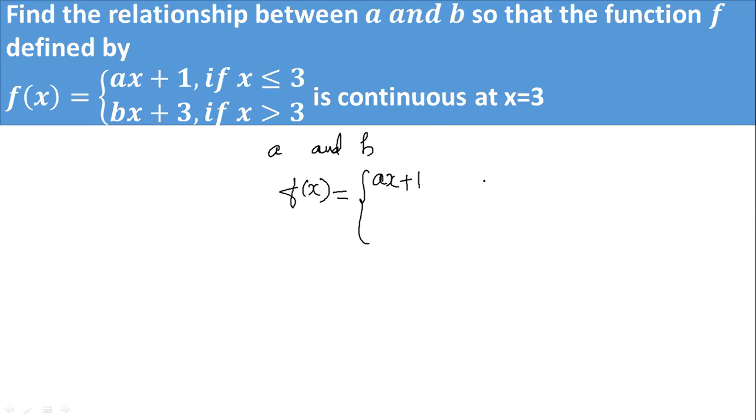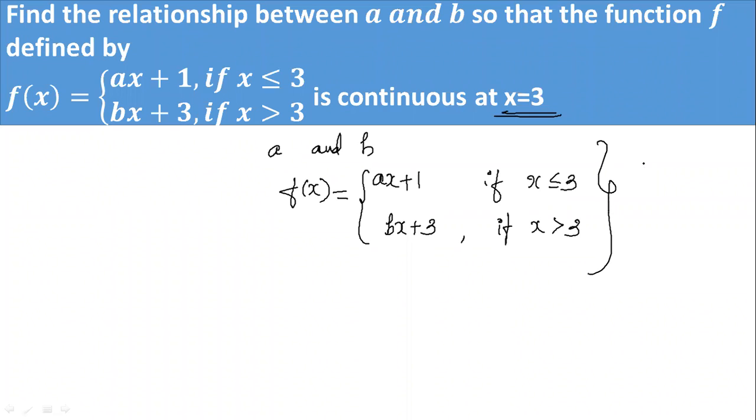Okay, f of x is ax plus 1 if x is less than or equal to 3, and it is bx plus 3 if x is greater than 3. You have to find the relationship between a and b. They have only told that this function is continuous at x is equal to 3.